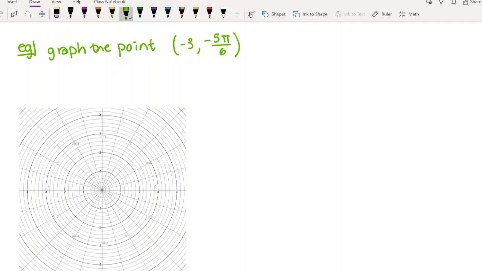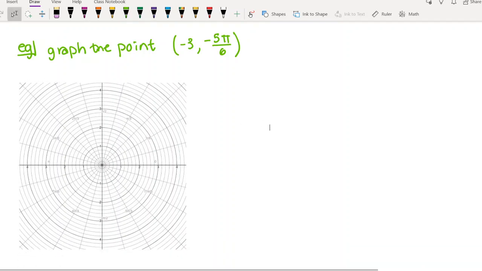So first thing we want to do is just go to that angle. So where is negative 5 pi over 6? Well, that means that we're going to be over here. So this is our angle. So if we were doing positive 3, negative 5 pi over 6, then our point would be here. Because that points in the direction that the angle is already going, right? This is the direction of the angle, negative 5 pi over 6.